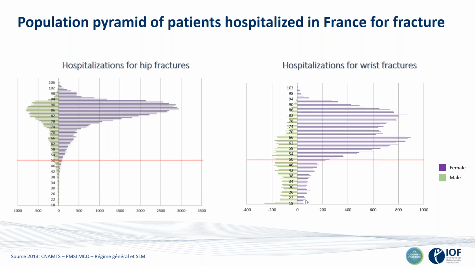But in females, you see that right after the age of 50 to 55, you have a tremendous increase in the occurrence of wrist fractures, suggesting that a large part of wrist fractures in women are definitely osteoporotic fractures.